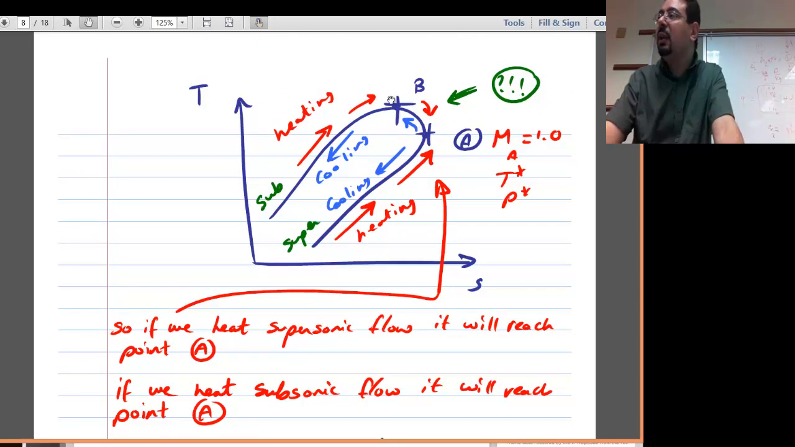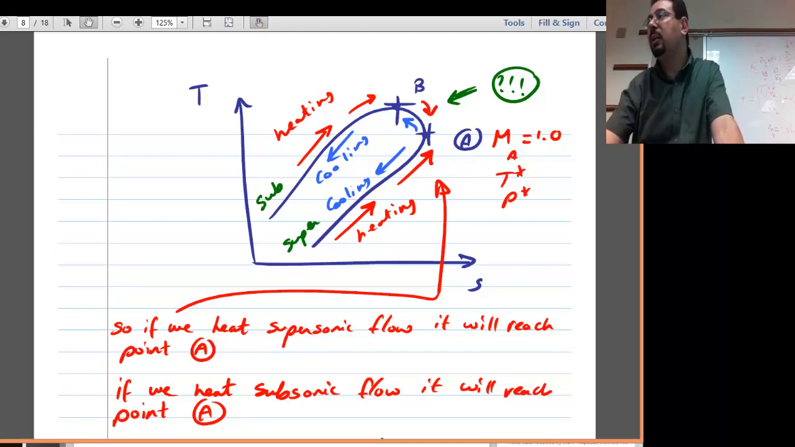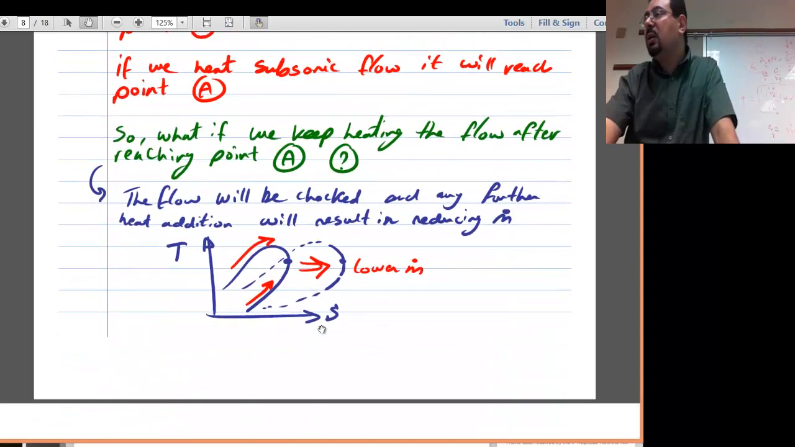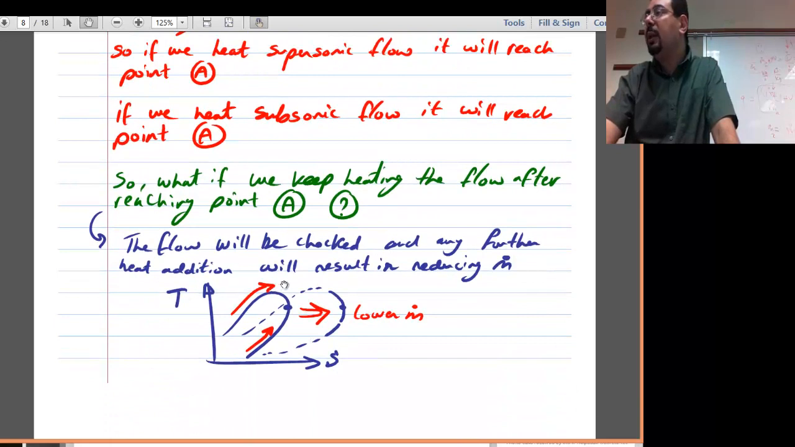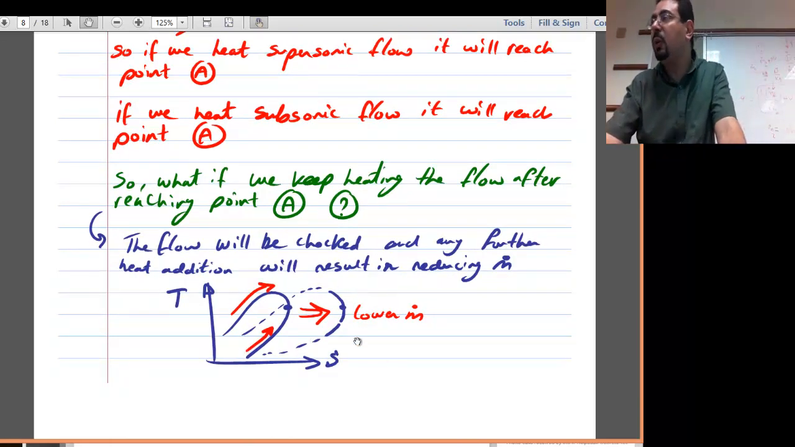But actually, it's very hard to go there practically because when the curve flattens up like this, it takes a lot of Q to actually make the temperature change. So what happens if you choke the duct, you add even more Q, it will move you to another curve. It will lower your m dot.